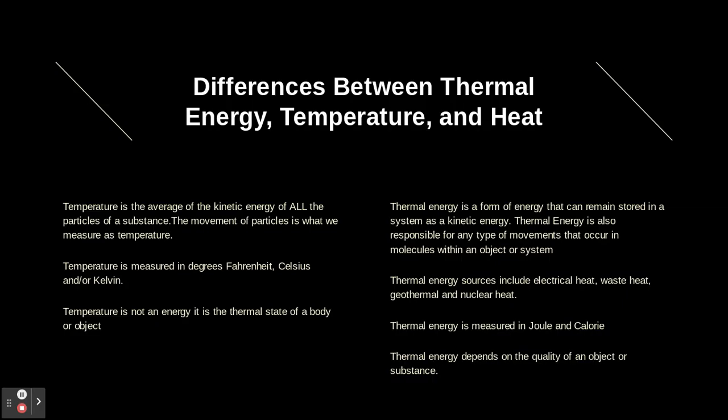The differences between thermal energy, temperature, and heat. Temperature is the average of the kinetic energy of all the particles of a substance. The movement of particles is what we measure as temperature. Temperature is measured in degrees Fahrenheit, Celsius, or Kelvin. Temperature is not an energy, it is a thermal state of a body or an object.